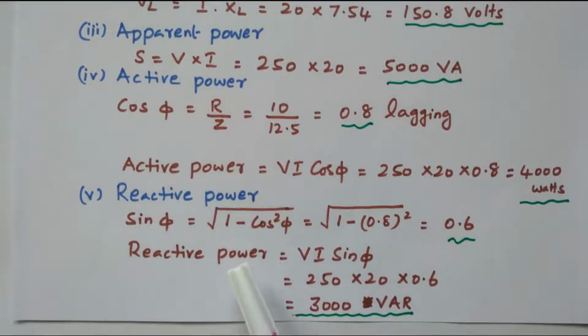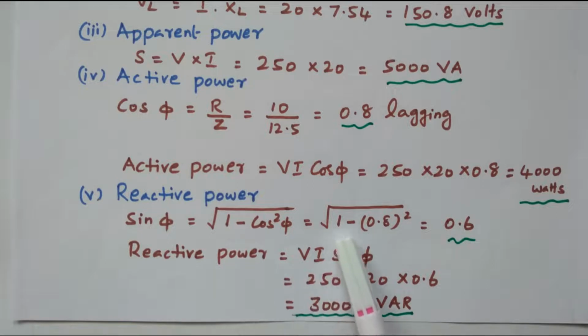For reactive power, what we need is sin φ. VI sin φ is the reactive power. So we will find sin φ. Sin φ can be calculated from this relation: sin φ equal to square root of 1 minus cos square φ. That is sin square θ plus cos square θ equal to 1. From that we framed this equation.